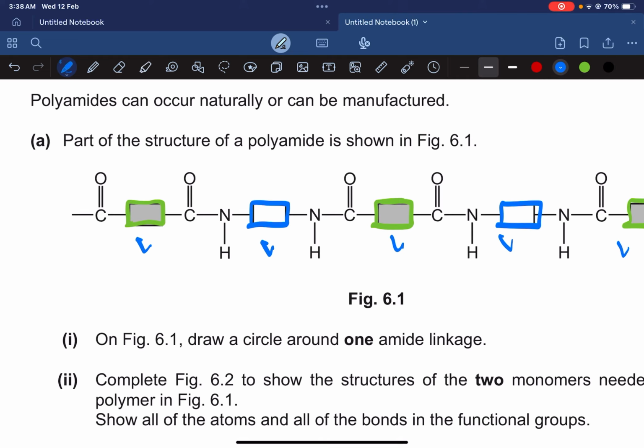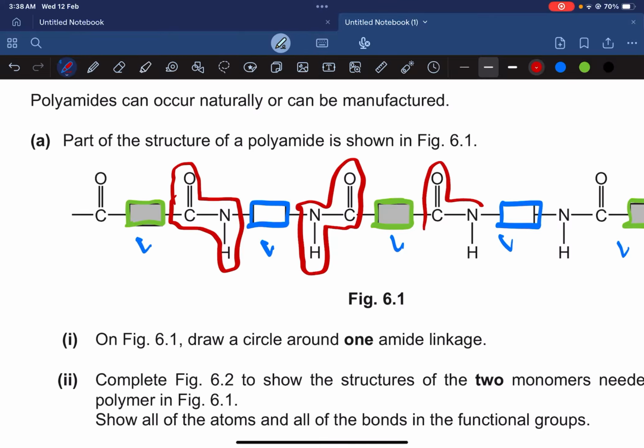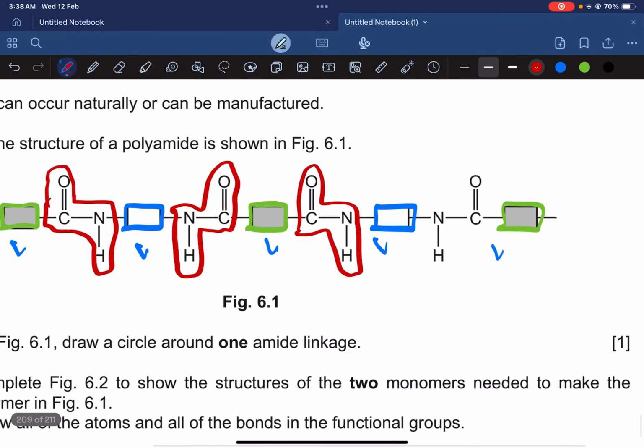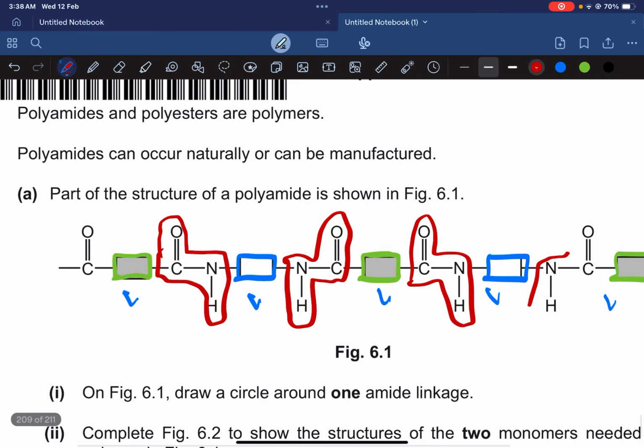So you can take any one amide linkage. This is an amide linkage where you have joined them. Then this is an amide linkage where you have joined them. This is also an amide linkage where you have joined the boxes, and this one is also an amide linkage where you have joined the boxes.